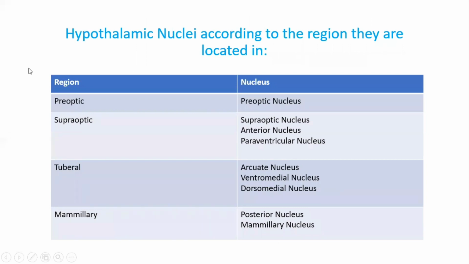And these are the hypothalamic nuclei. In each different region, we have different nuclei. So in the preoptic region, we have only the preoptic nucleus. In the supraoptic region, we have 3 nuclei: supraoptic, anterior, and paraventricular nucleus. In the tuberal, we also have 3: arcuate, ventromedial, and dorsomedial nuclei. And in mammillary, we have the mammillary nucleus and the posterior nucleus. Each of them is responsible for different functions, that we'll see later on.